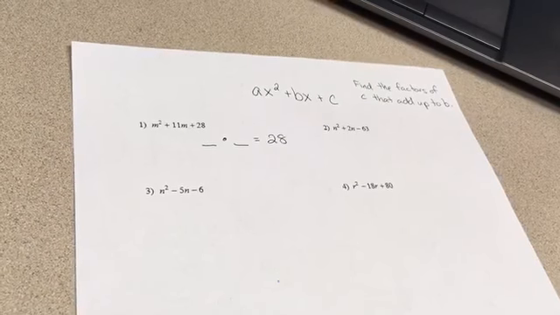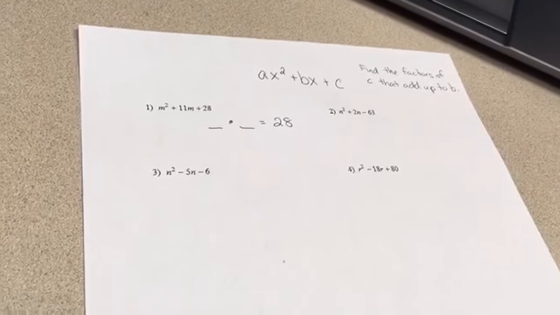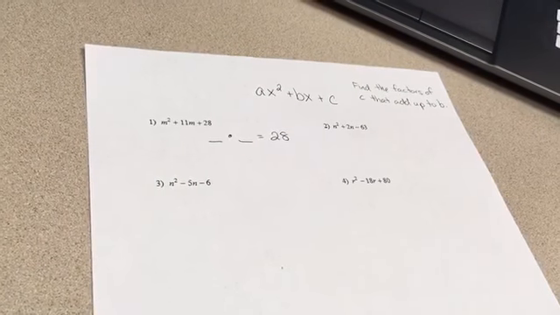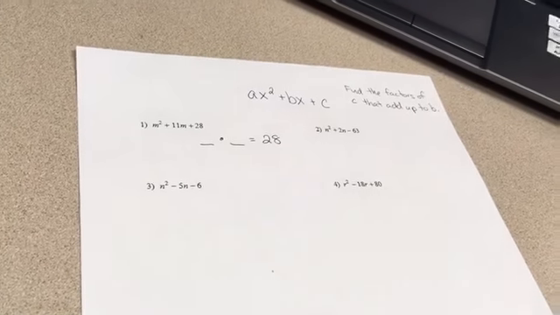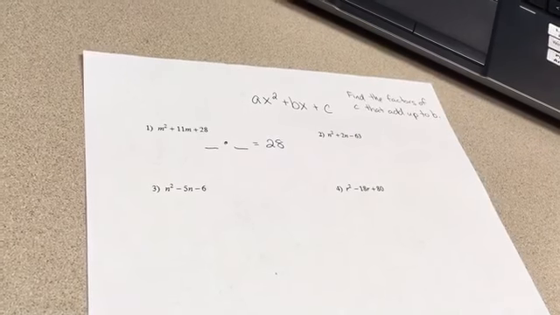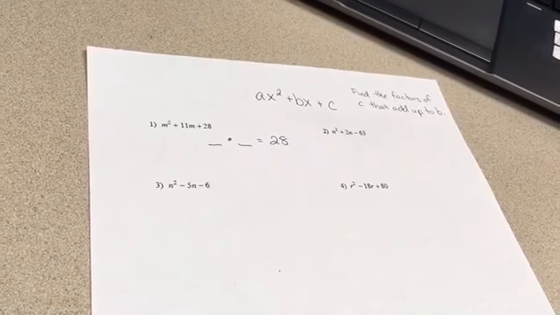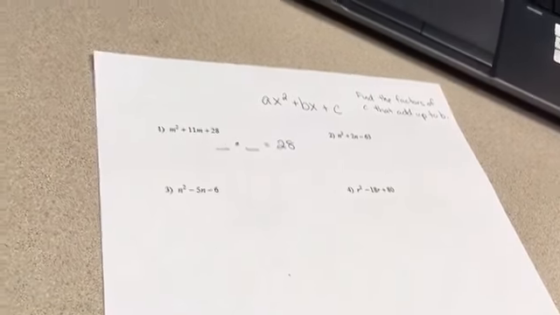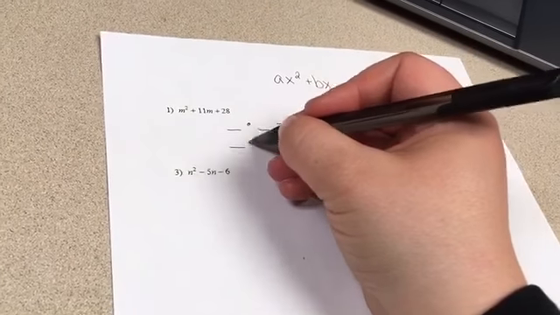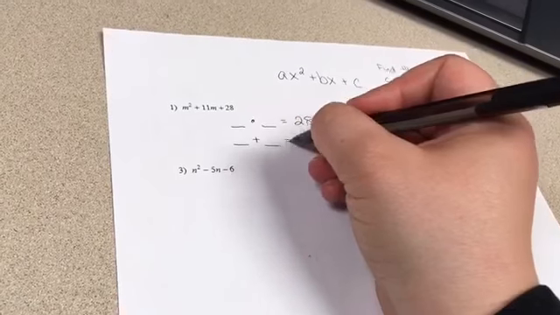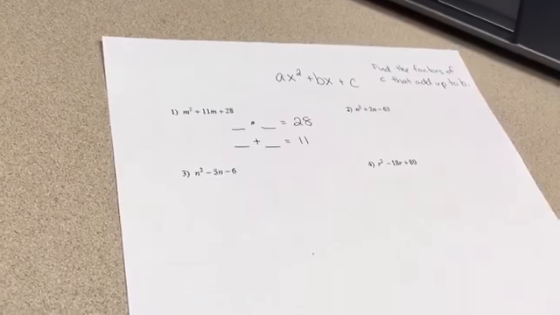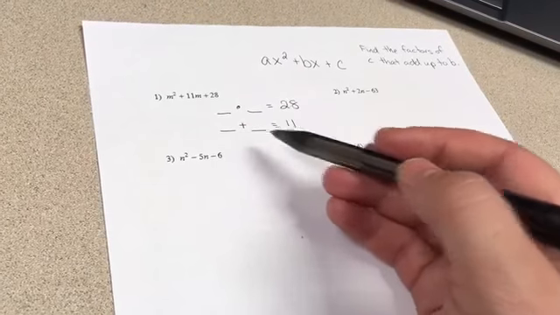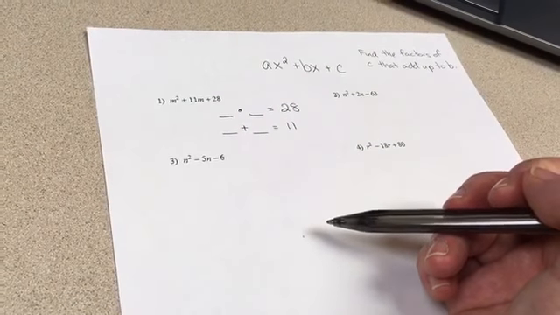Okay, so again, finding the factors of c. So what times what equals 28, because 28 is our c. But then you also want those factors that you find to be able to add up to b, which in number 1, the b is 11. So what plus what equals 11? So we want the same numbers in the first spot and second spot of both items that I just created.